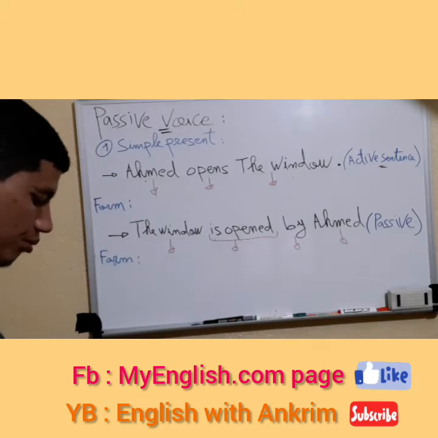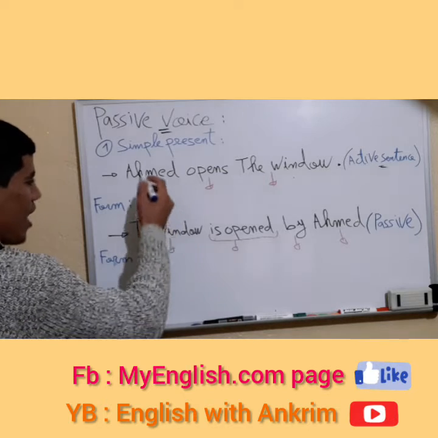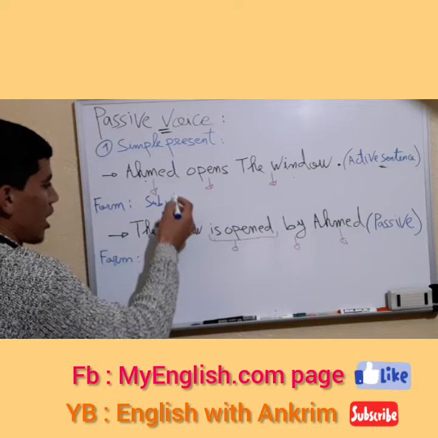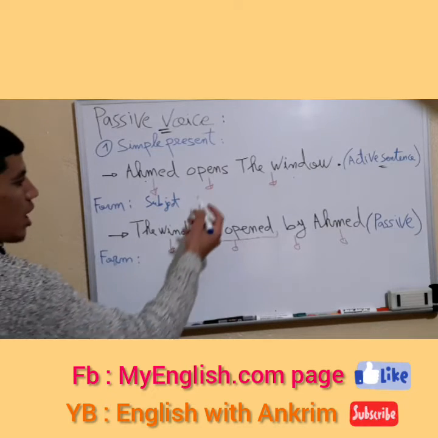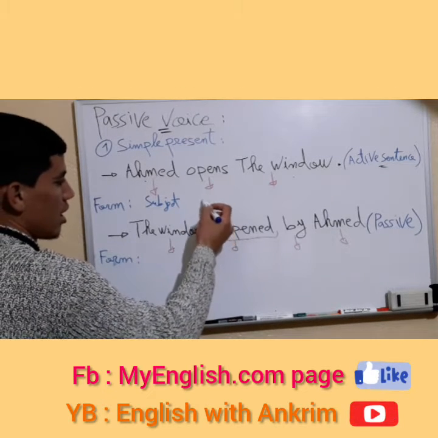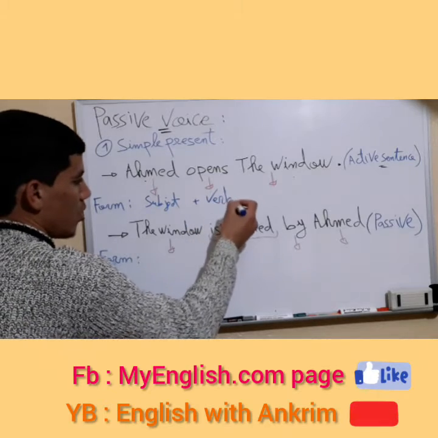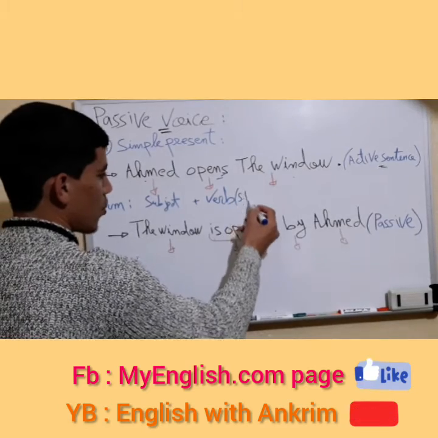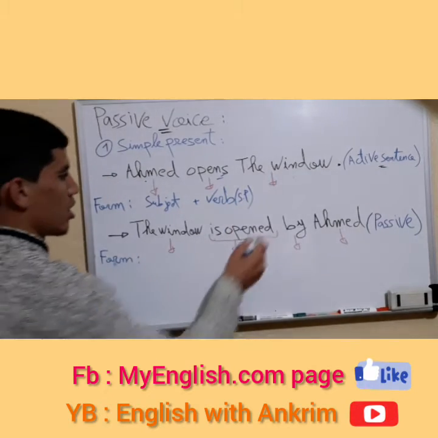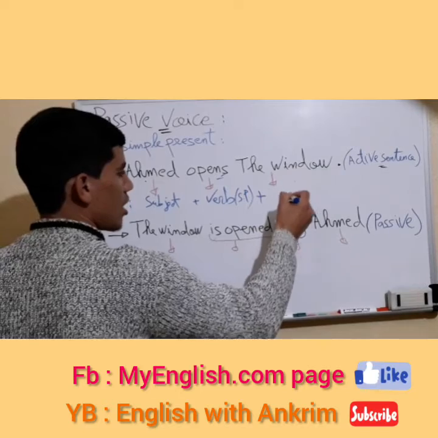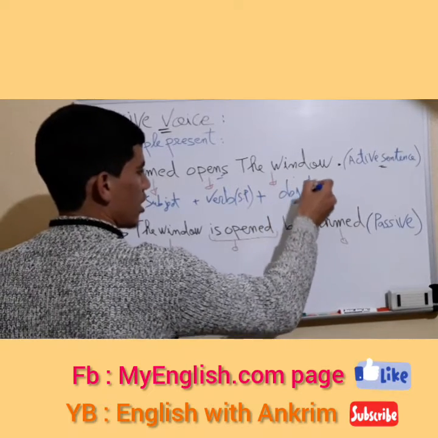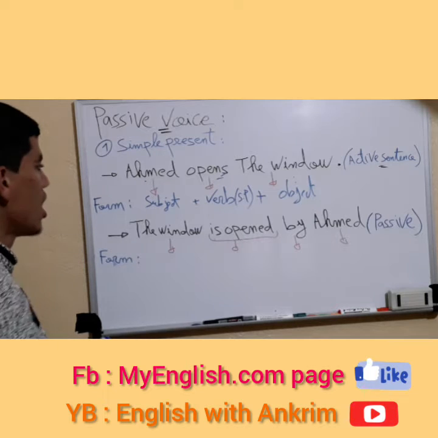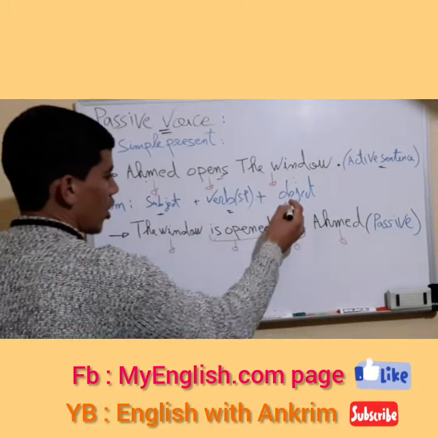Good. So if you look here, we have Ahmed. Ahmed is what? Ahmed is a subject. Okay, we have opens here, plus verb. This is the verb in what? We have the simple present. Okay, good. And we have the window, which is the object. Okay, so this is the main structure of the active sentence. So we have subject, verb, and object.